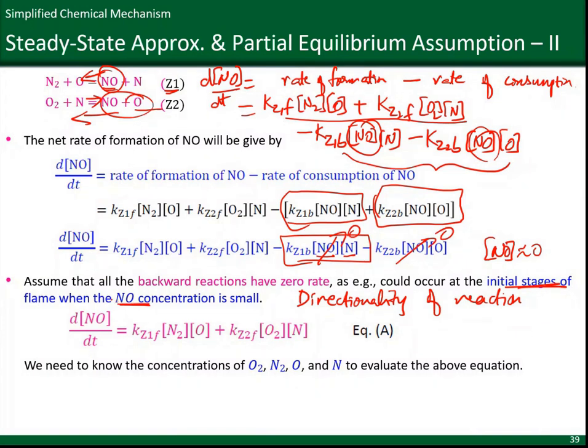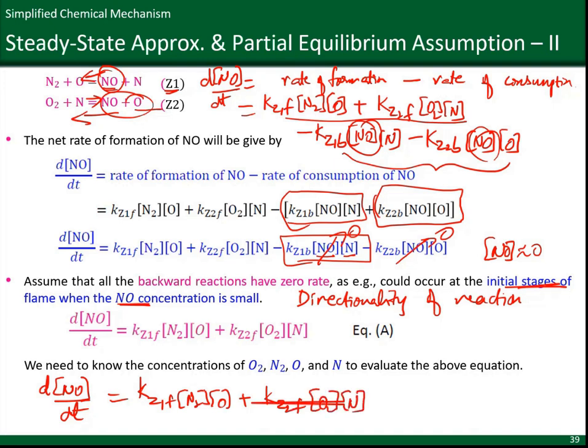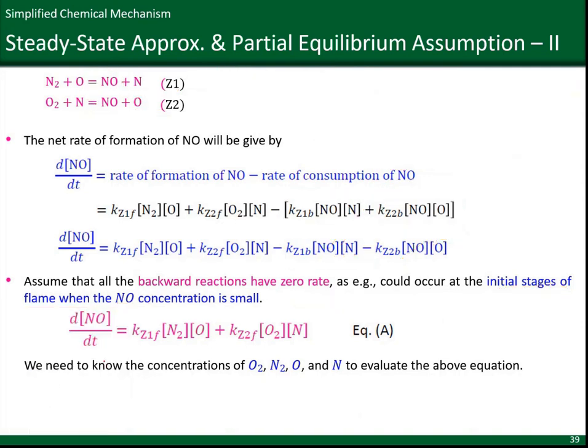And if you make that assumption, then the rate of formation of NO, which is basically what we are after, is simply equal to the rate of formation from the two reactions: KZ1F times N2 times O plus KZ2F times O2 times N. Now, this is what we have, but if you compare it with the kind of expression we wanted to have, something like dNO by dt is some K times N2 raised to P times O2 raised to Q, right? We wanted to have something like this.